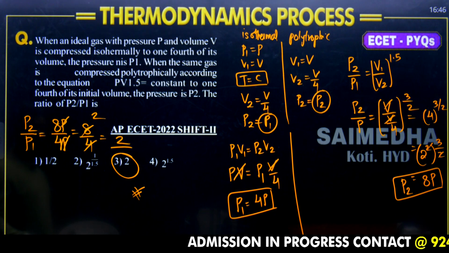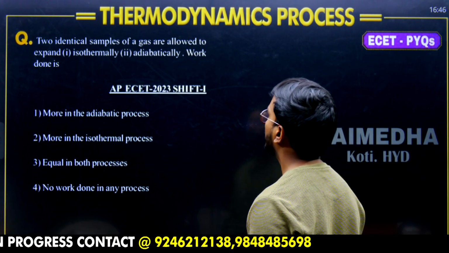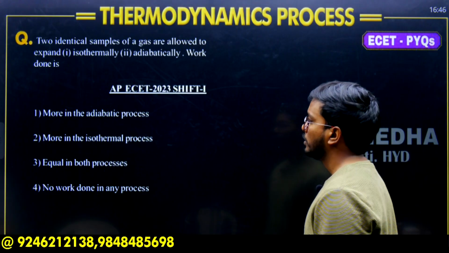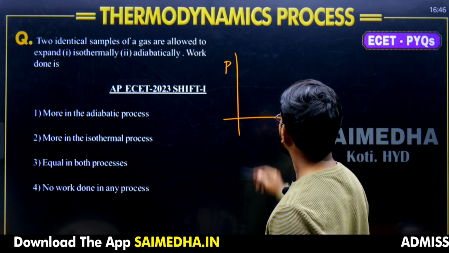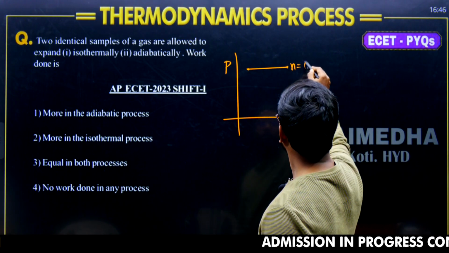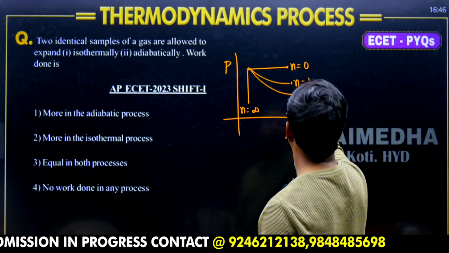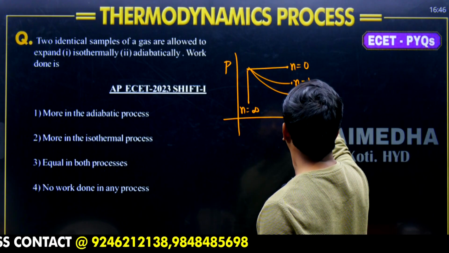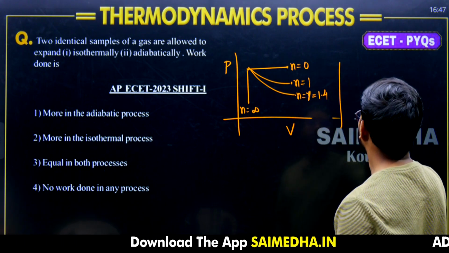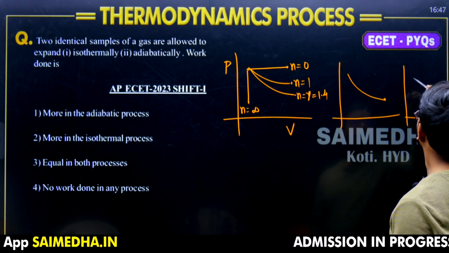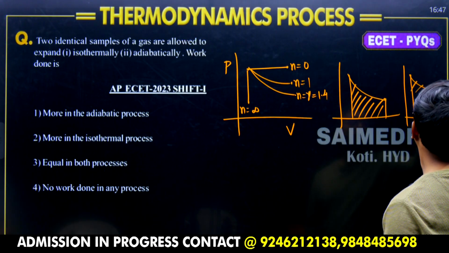Moving on to question number 15. Two identical samples of gas are expanded isothermally and adiabatically, work done is. This is a generalized question. Work done, this is pressure versus volume. This is n value equal to 0. Here n value is equal to infinity. This is n value equal to 1, and this one is n value equal to gamma. Gamma is equal to 1.4. If we are going to plot these two, we will be finding out this area by comparison.